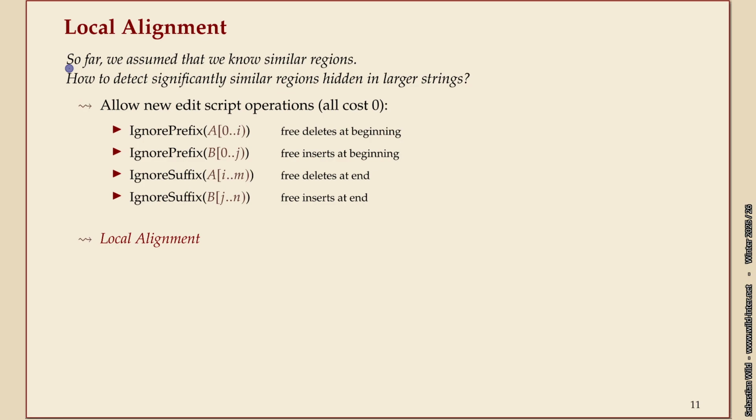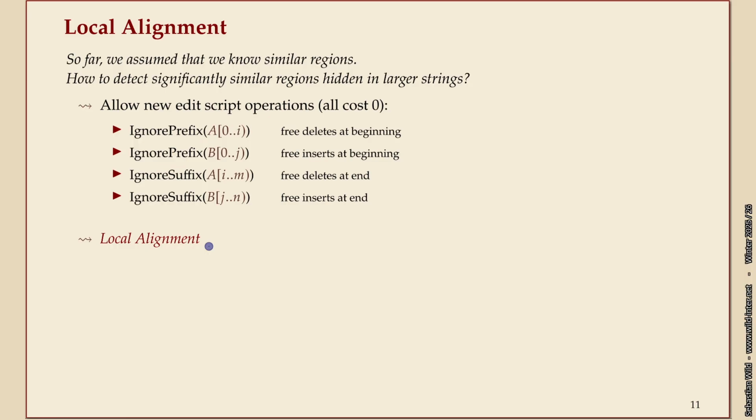More often than that, actually, we're looking for similar regions, but we don't know exactly where they are. And we can slightly tweak our notion of edit scripts and of distances and still get the same thing. In particular, as edit scripts, you can include these operations that allow you to delete or insert at the end of the edit script for free. I wrote it here as ignore prefix or ignore suffix. You could have also said it's a free insertion or free deletion. And that's what then is called a local alignment.